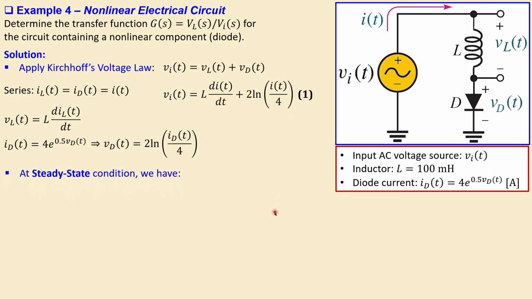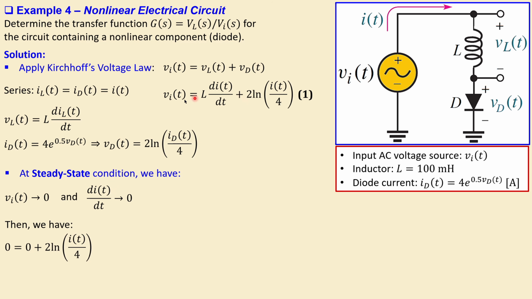Now at steady state condition, we have that our input AC voltage, which is a pure AC voltage going up and down without any DC component, is 0. And also all other changes in the currents in the derivatives is also 0. That means the following. We have 0 is equal to 0 plus 0 is equal to 0 plus 2 times the ln of the current over 4.